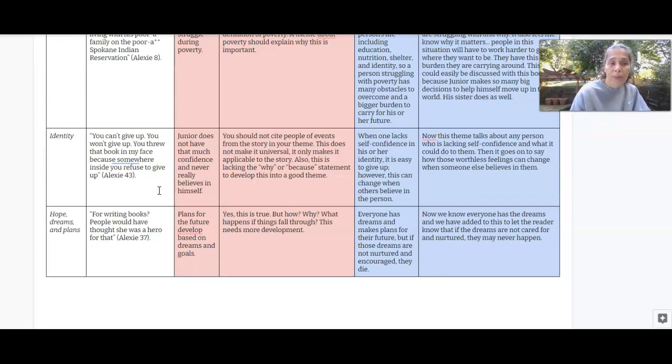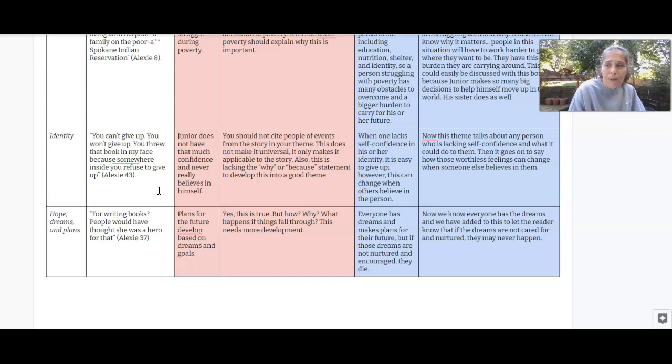Identity. Let's talk about this one. "You can't give up. You won't give up. You threw that book in my face because somewhere inside you, you refuse to give up." So this is what Mr. P says to Junior. So the theme that this person came up with was, Junior does not have that much confidence, never really believes in himself.